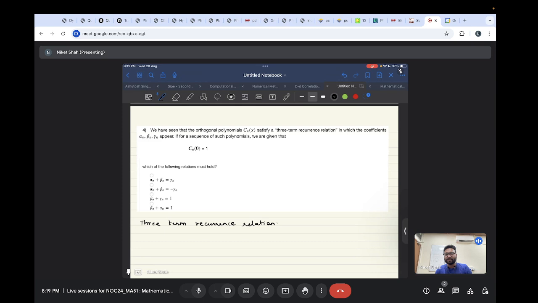What is this three-term recurrence relation? It is basically C_{n+1}(x) minus x, there is some constant alpha_n C_n(x), and this is equal to beta_n C_n(x) plus gamma_n C_{n-1}(x). This is a three-term recurrence because it's a relation between C_{n+1}, C_n, and C_{n-1}. That's why it's a three-term recurrence.